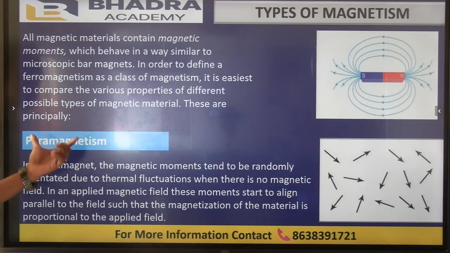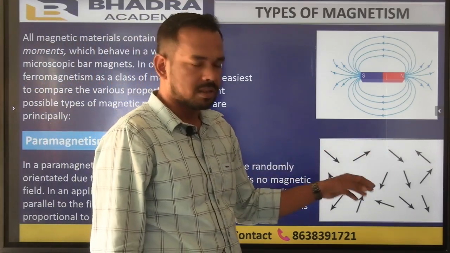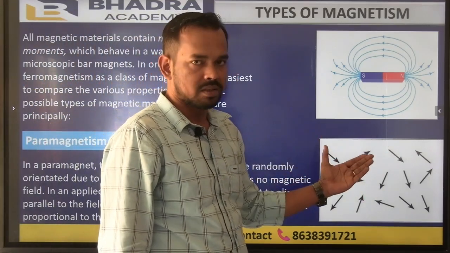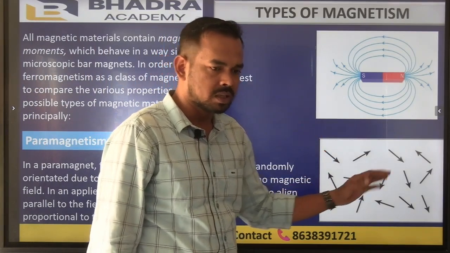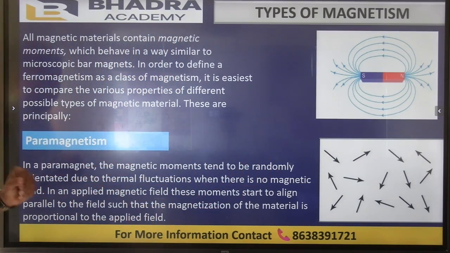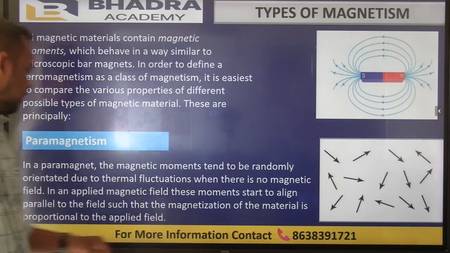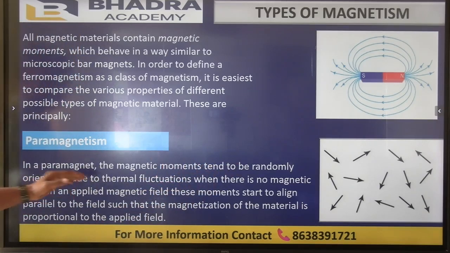The first type of magnetism is paramagnetism, where the magnetic moments inside the material are oriented in a very random way. So this random orientation ultimately results in zero or very little magnetism. In paramagnets the magnetic moments are randomly oriented, and due to thermal fluctuations there is no magnetic field, so it does not exhibit any magnetic field.